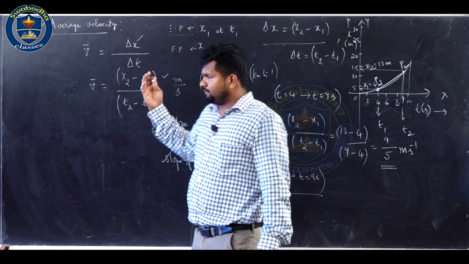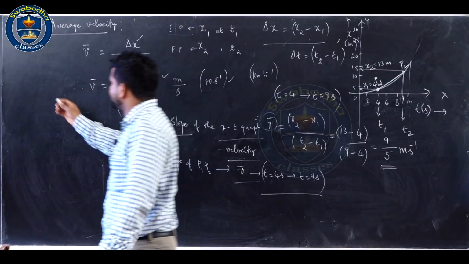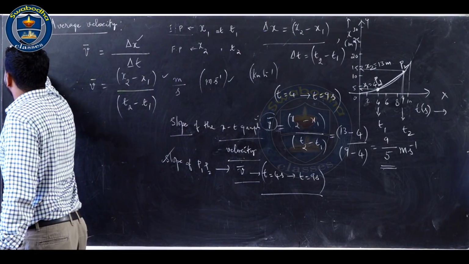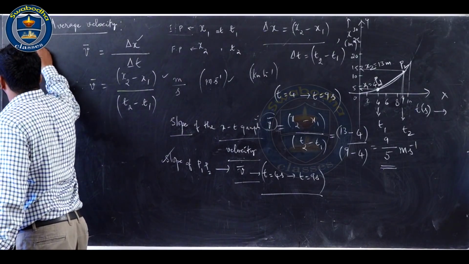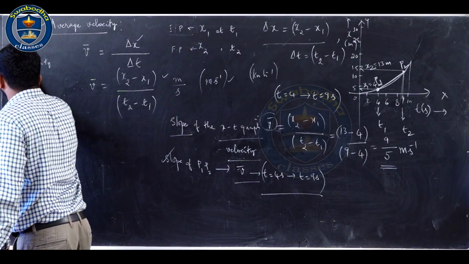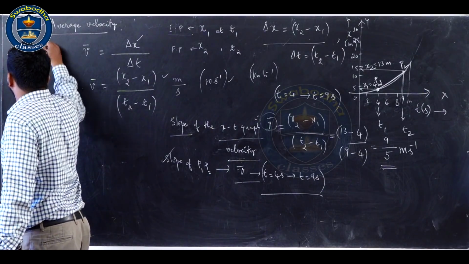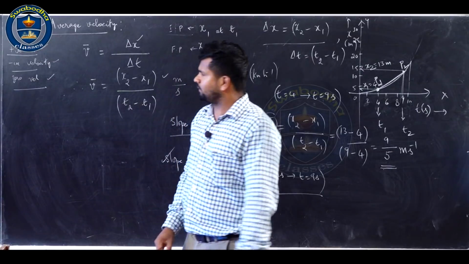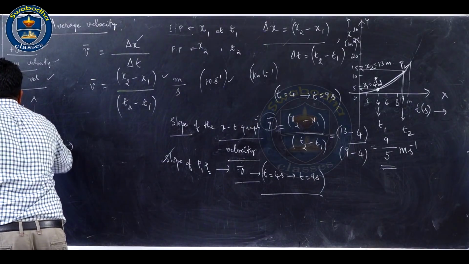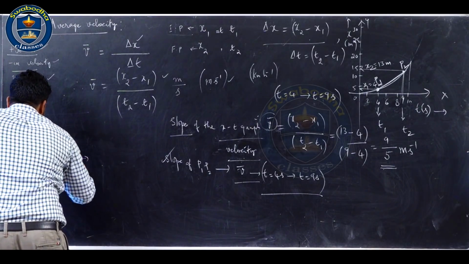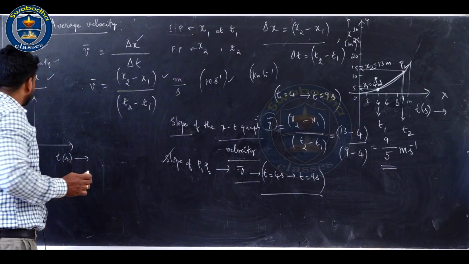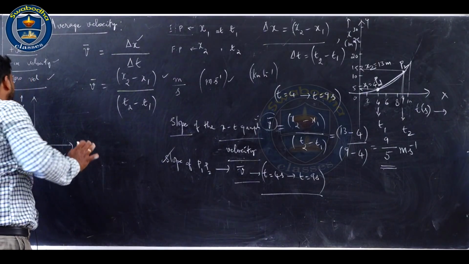We can draw the position time graph for positive velocity, negative velocity and zero velocity. Three cases I can write: positive velocity, negative velocity, zero velocity. One by one. Position time graph, you all know, x in meter, t in seconds. This is the first one, positive velocity. Slope of the position time graph represents velocity, keep that in your minds.